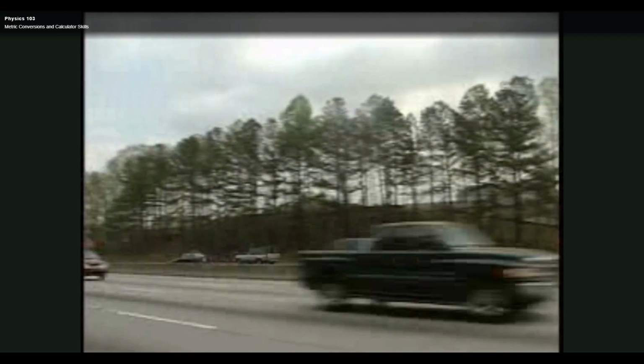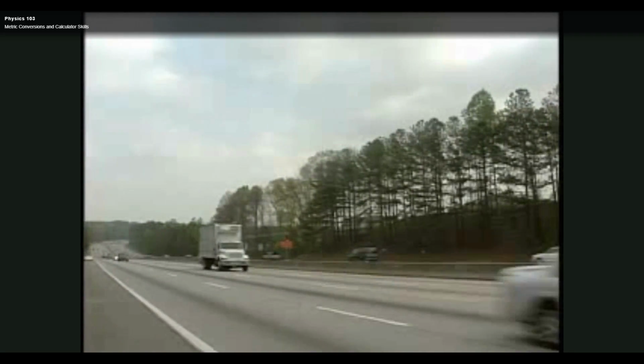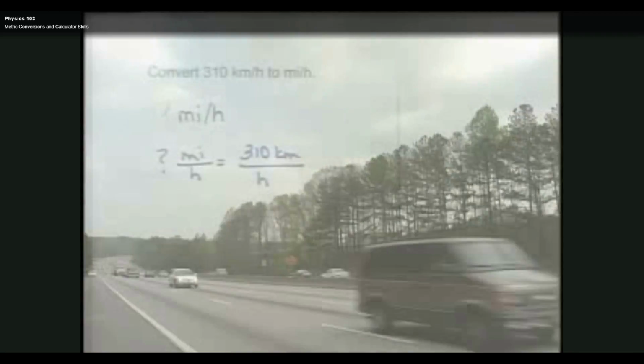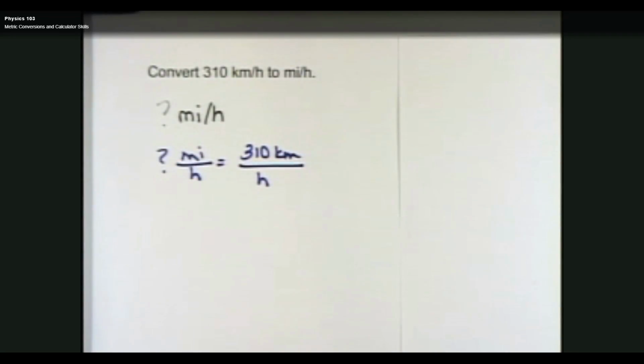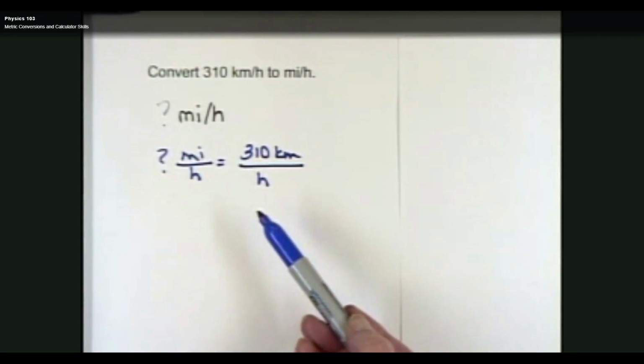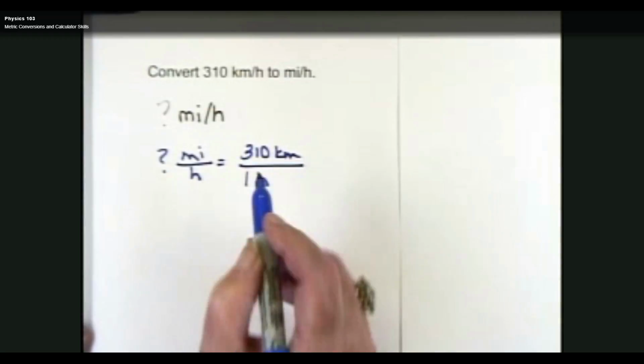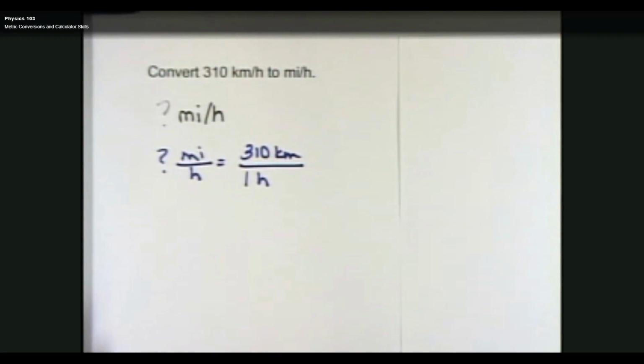Let me give you a hint. When you're moving at 55 miles per hour, which is the speed limit on many roads, what does that tell you? That you're going 55 miles in 1 hour. That's right, and that's exactly what we have here: 310 kilometers per 1 hour. Now, you can write the 1 if you want to. If you don't write it, it's still understood.